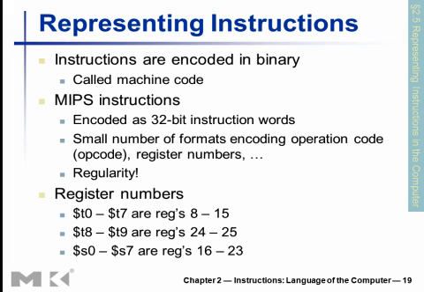As we talked about last time, the length of an instruction in MIPS 2000 is 4 bytes. So we're going to take a close look at the 4-byte instruction content. Instructions are encoded in binary, so it's 32 0s or 1s. It's called machine code. Every instruction is encoded as a 32-bit instruction with no exception. All the instructions have the 32-bit length. And there is a small number of formats.